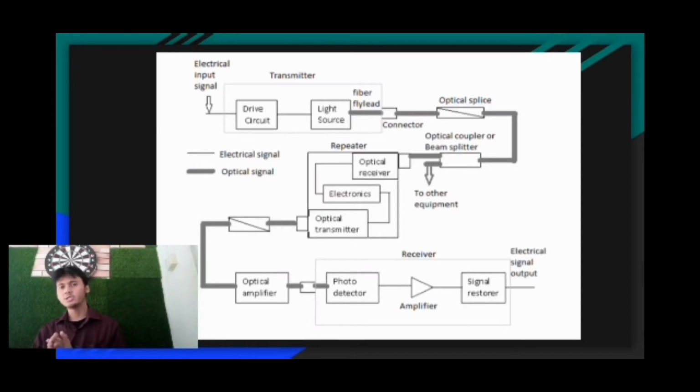Then we go to the light source. What is a light source? Basically, it has LED and laser. These two convert electrical energy to optical energy, where the amount of light emitted is proportional to the amount of driven current. The third one is the light source to fiber coupler. This is an interface to couple the light emitted by the source into the optical fiber cable.